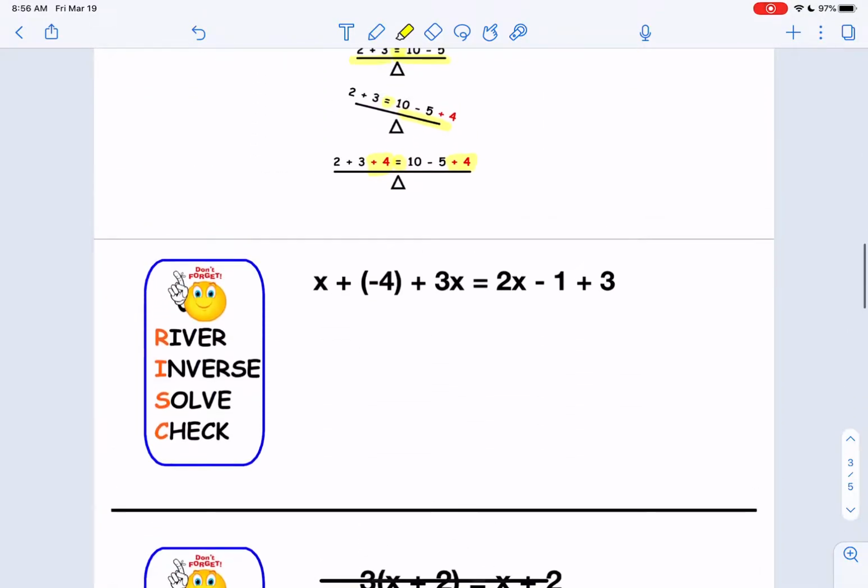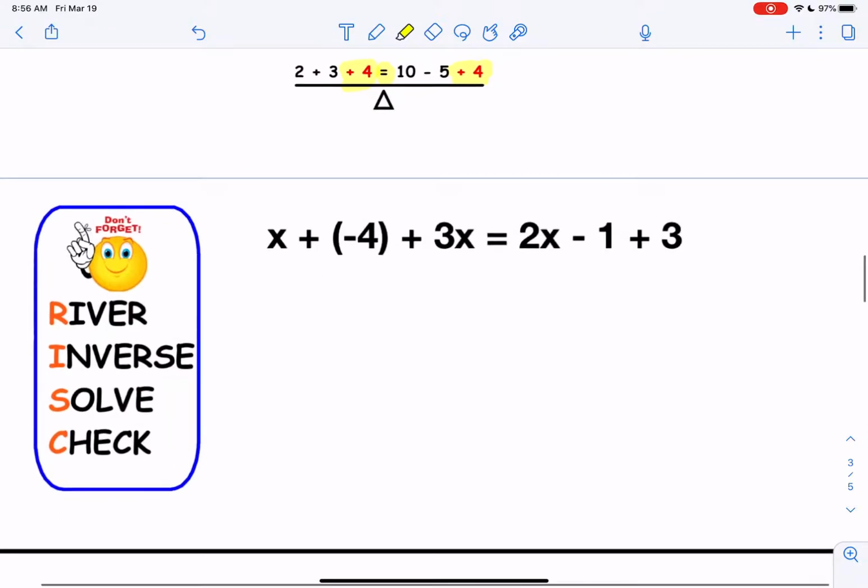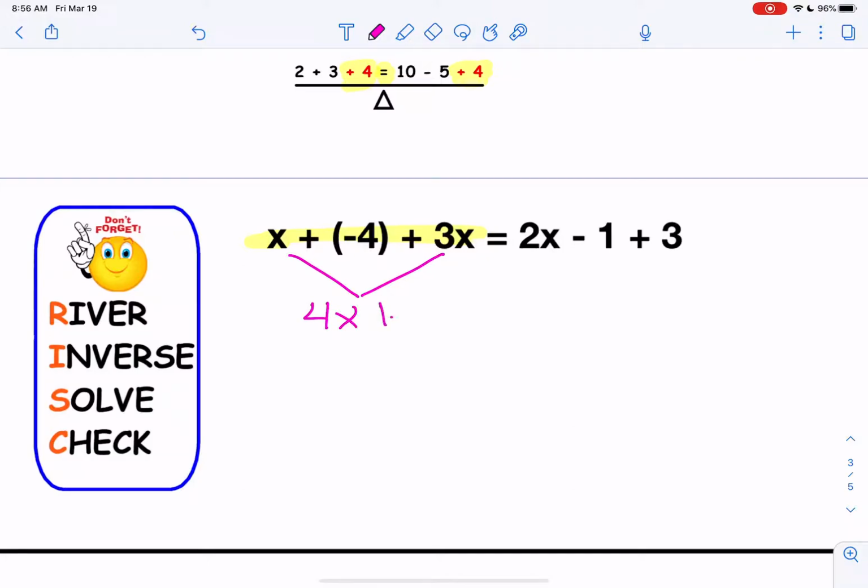Okay, so let's try a couple of examples. Here's the first one. We have x plus -4 plus 3x equals 2x minus 1 plus 3. So the first thing I'm going to do is see if I can combine any like terms. I'm going to start with the left-hand side. On the left-hand side, I can add 3x and x because they both have x's. So x plus another 3x would be 4x, and then plus -4, which is a regular number with no variables, so they're not like terms. And we're done simplifying on that side.